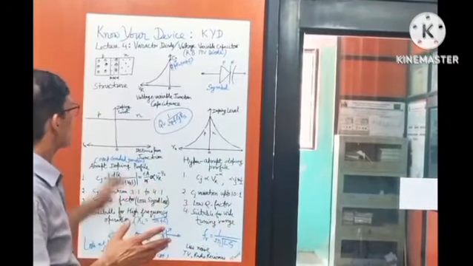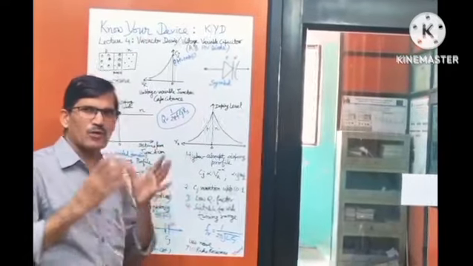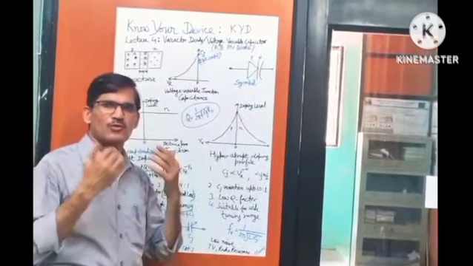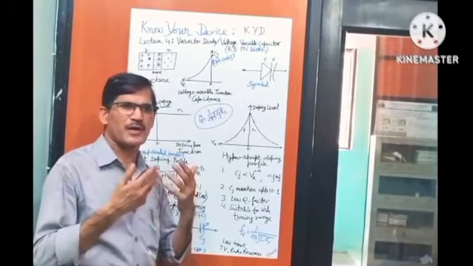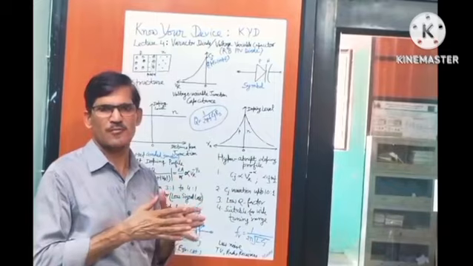So this is basically an important semiconductor device, which is actually a PN junction diode utilized for its voltage variable capacitance property when operated under reverse bias.